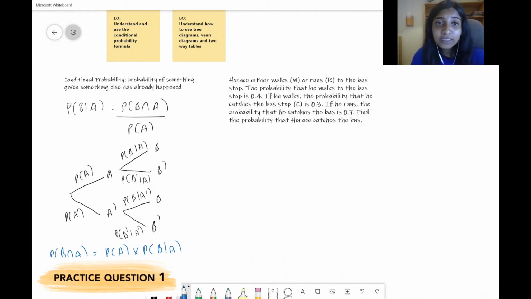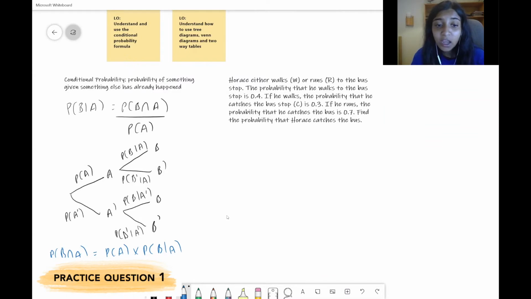Horace either walks (W) or runs (R) to the bus stop. The probability that he walks to the bus stop is 0.4. If he walks, the probability that he catches the bus (C) is 0.3. If he runs, the probability that he catches the bus is 0.7. We want to find the probability that Horace catches the bus.